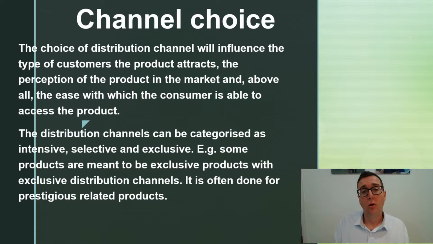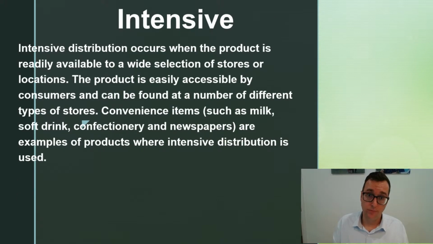Now, what do I mean by intensive distribution? This occurs when the product is readily available to a wide selection of stores and locations. So if we think about Coca-Cola, it's a perfect example. The manufacturers of Coca-Cola, Coke, they will choose an intensive distribution. They will let every store stock and sell Coke. They'll have vending machines selling Coke, childcare centres or whatever, everywhere pretty much. Schools aren't meant to have it, but lots seem to. So they have intensive distribution.